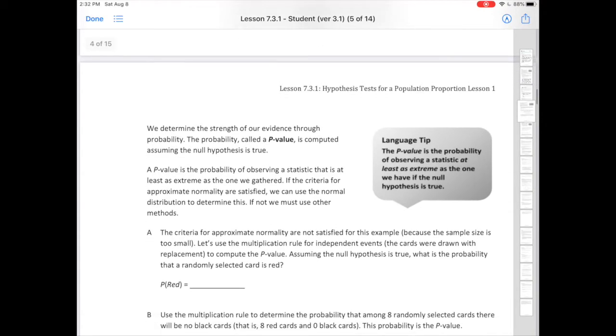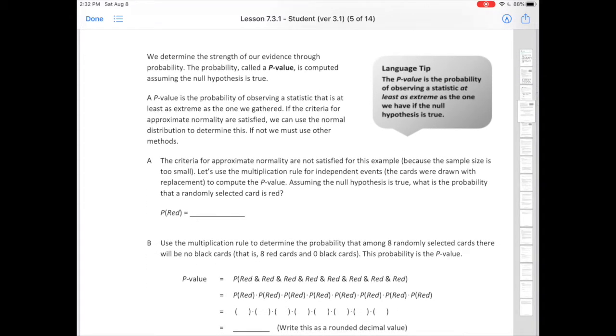We determine the strength of our evidence through probability. The probability, called a p-value, is computed assuming the null hypothesis is true. The p-value is the probability of observing a statistic that is at least as extreme as the one we gathered. If the criteria for approximate normality are satisfied, we can use the normal distribution to determine this. If not, we must use other methods.